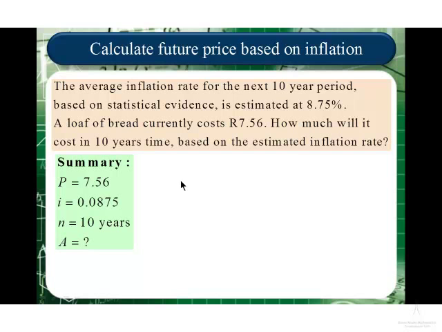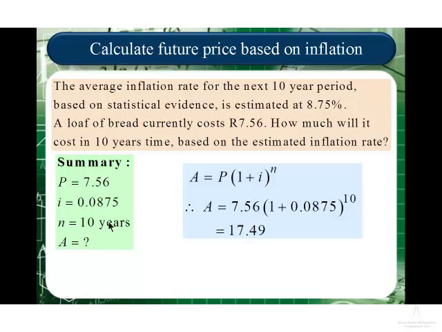So here we have the summary of the given information. In this case, our principal amount, P, will be 7.56. The interest rate that applies in this case, the average per year over the 10 years, I, is equal to 0.0875, and we're looking at a 10-year period, so N is equal to 10 interest periods, and we would like to know what is the accrued amount or the final amount after growth over this particular period as indicated.